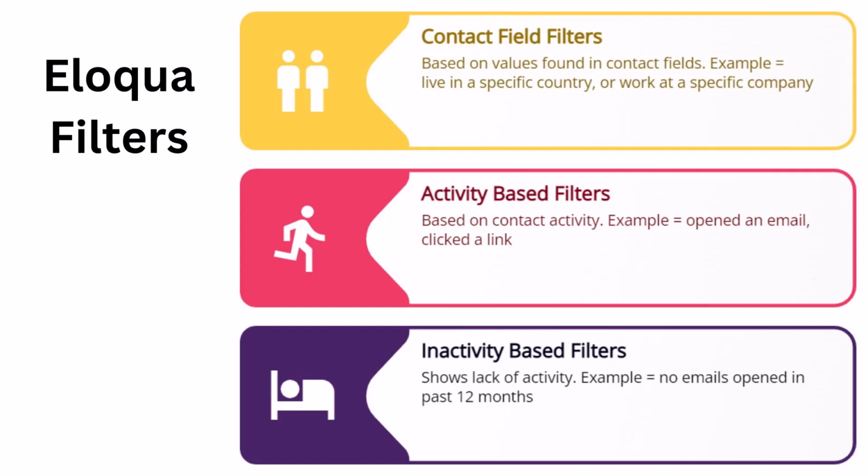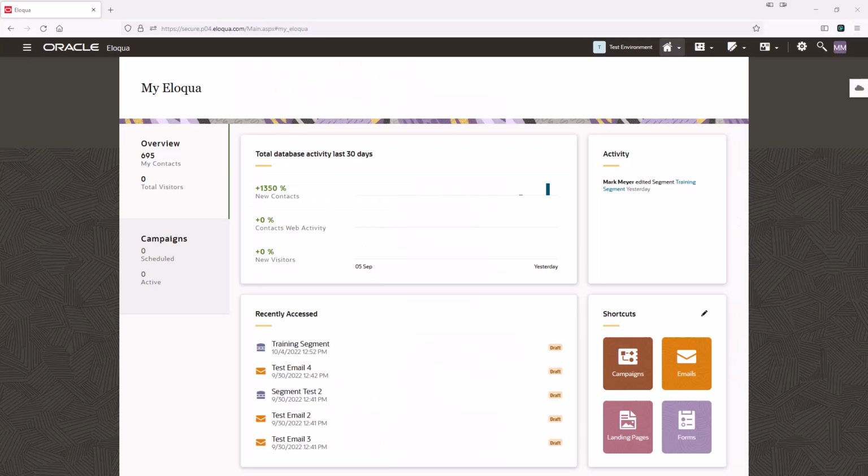These are based on contact activity. For example, if you open an email or you click a link. And then finally, there's inactivity-based filters. And these just show the lack of activity. So you could check to see if the person opened 0 emails in the last 12 months. That would be an inactivity-based filter. Okay, now we're back in Eloqua.